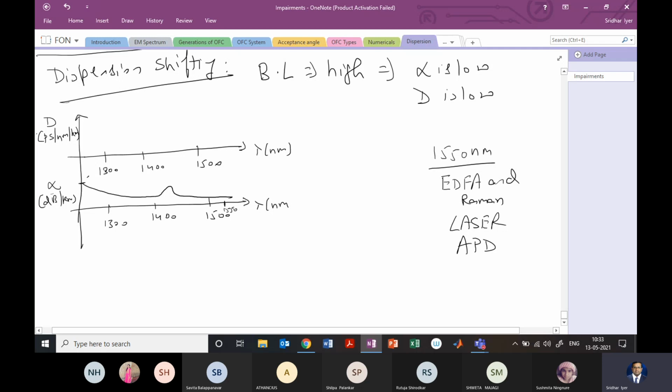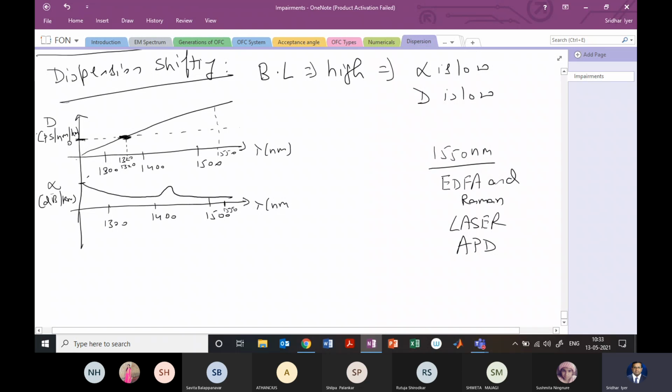In terms of dispersion, if this is the zero value of the dispersion, let me draw it as a dotted line. The dispersion just increases like that, right? Around this value here, 1320 or 1330, 1310, it's experimental so it keeps changing, but around that range the dispersion is zero. But where we want to operate, 1550, the dispersion is very high.